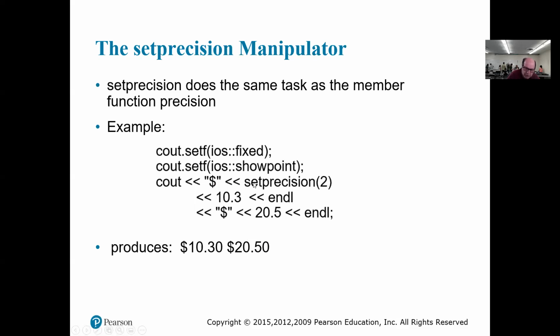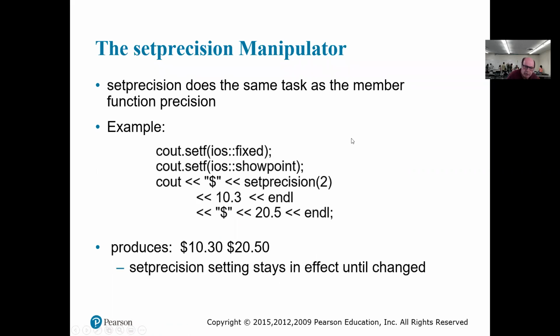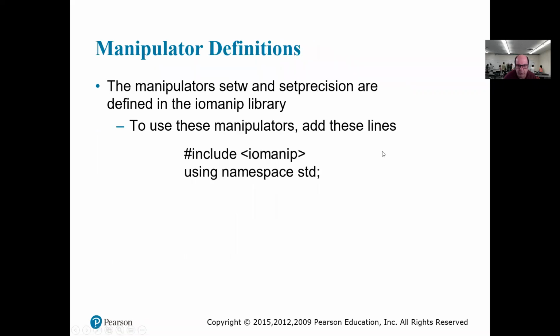So setprecision is going to set it from that point on. I don't need to put the setprecision again right here like the other manipulators. I put it once, and if I don't need it anymore, then I have to unset it. The setprecision setting stays in effect until it's changed. So it's going to be there for the rest of the program from that point on.